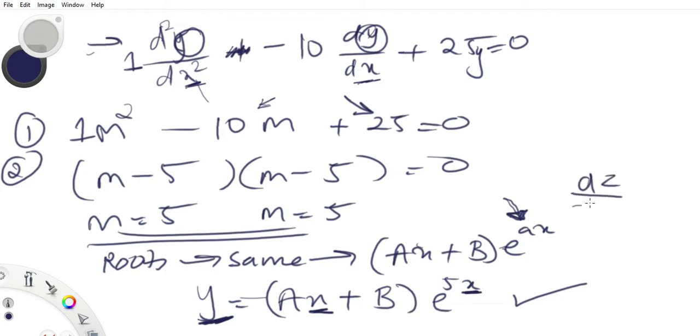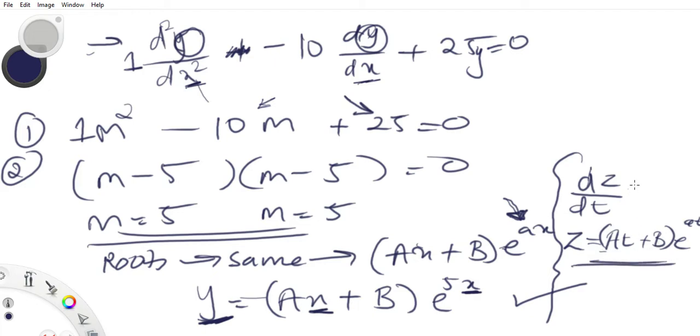So if it was dz over dt, your equation would be z equals at plus b, e to the at. Understandable? So it's not always y and it's not always x. You have to be wary of what letters you're going to put in. So again, as long as we're following the steps, all we're going to do is follow the same steps from the very get-go. You're given this equation, change it into this format, and then factorize. Let's do another example.